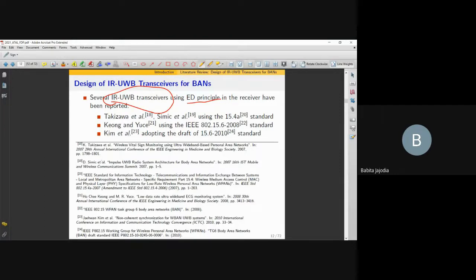You can see in references 18 and 19, they have used 15.4a. As this is a wireless PAN network, this was done before the standard was finalized in the year 2007. Then Kyong and Yus again designed the IR-UWB transceiver in the IEEE 15.6 2008 standard.